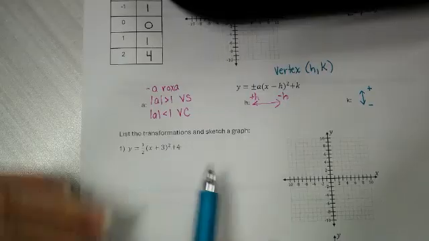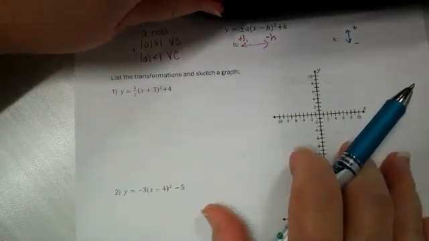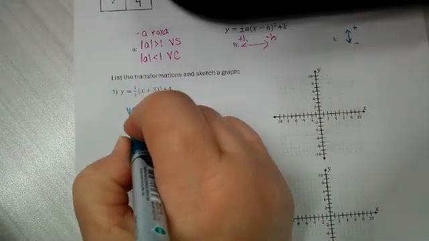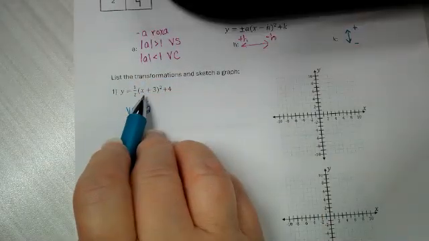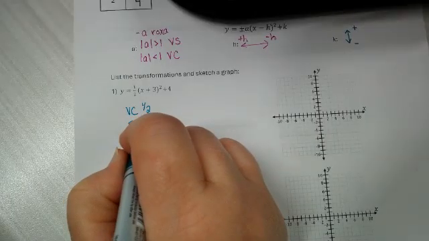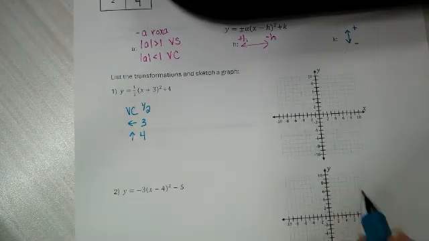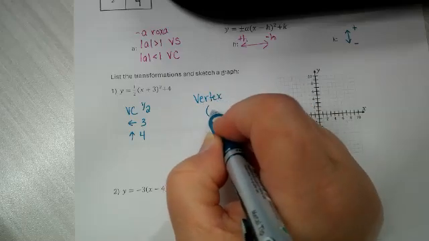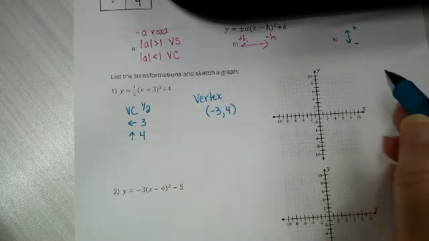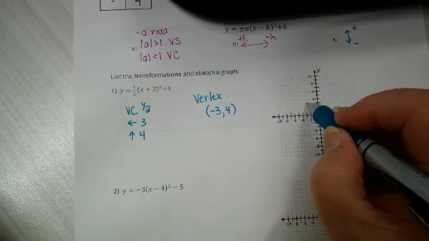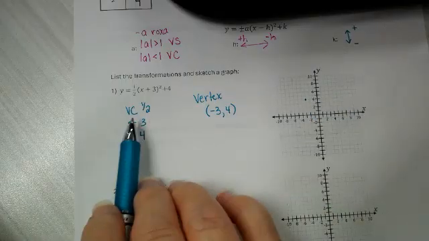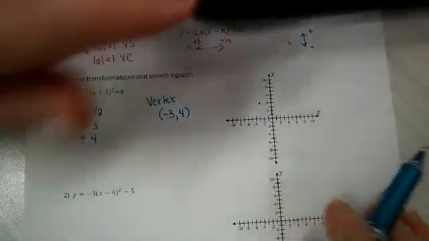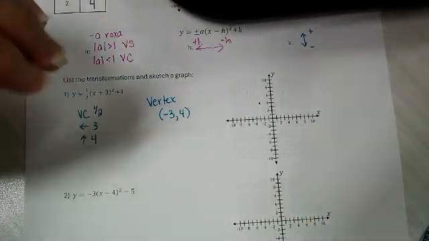So this one says list the transformations, and then we'll draw a graph. So first off, I notice it's a vertical compression of 1/2, and that it goes to the left 3 and up 4. So that means my vertex is at negative 3, 4. And I can graph that right here. Now the 1/2 is going to make it a vertical compression. So it's going to look a little bit wider than our parent function.